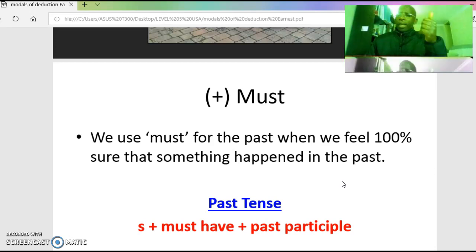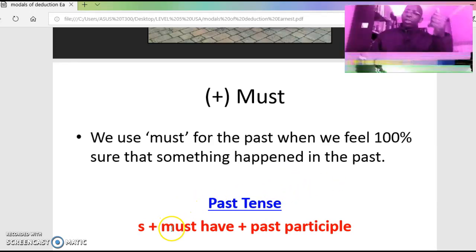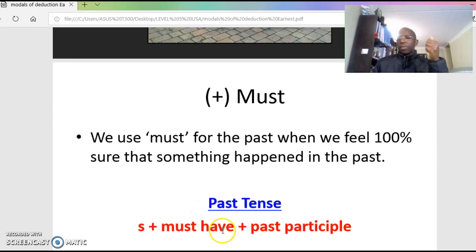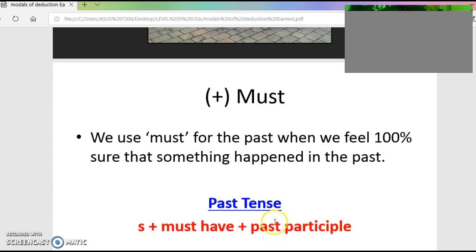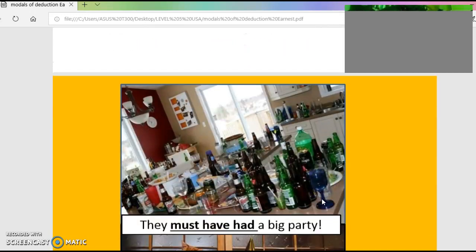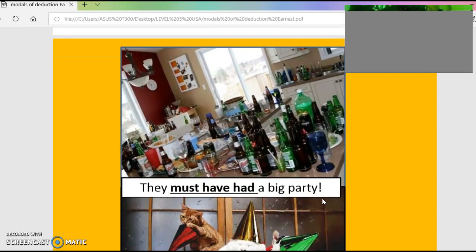So typically, the structure is the subject plus must plus have plus the past participle, just as I always make fun by saying that here we need the PP. Therefore, when I want to make a sentence here, I typically say, they must have had a big party. They, which is the subject, then must have, and then the use of the participle. They must have had a big party.